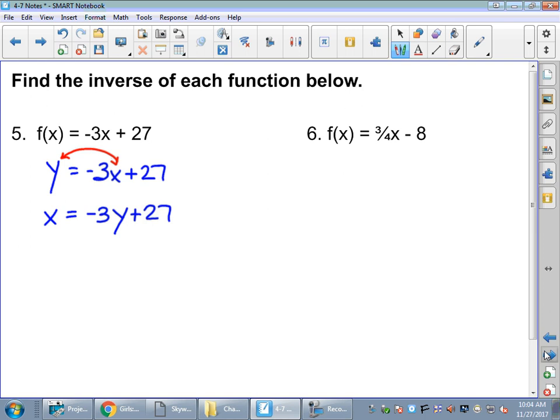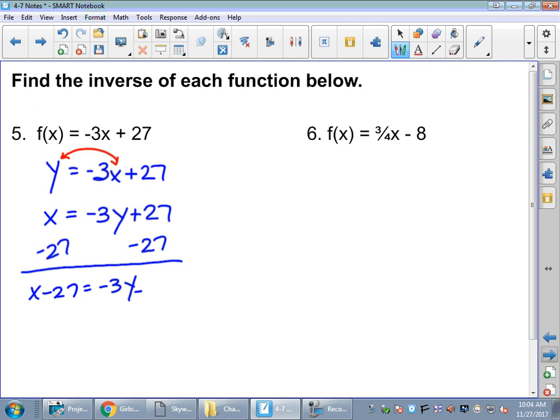And what we just did is we made it now in terms of x equals, but when we write equations, we always want them in terms of y equals. So we got to solve for our new y. We want to get this new y by itself. So right now it's being multiplied by -3 and then adding 27. So we're going to subtract 27 first. We're going to use the order of operations to get y by itself. So x minus 27 is equal to -3y.